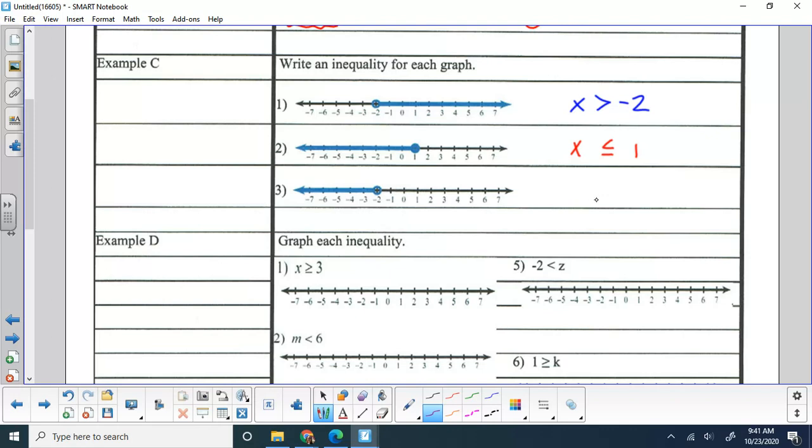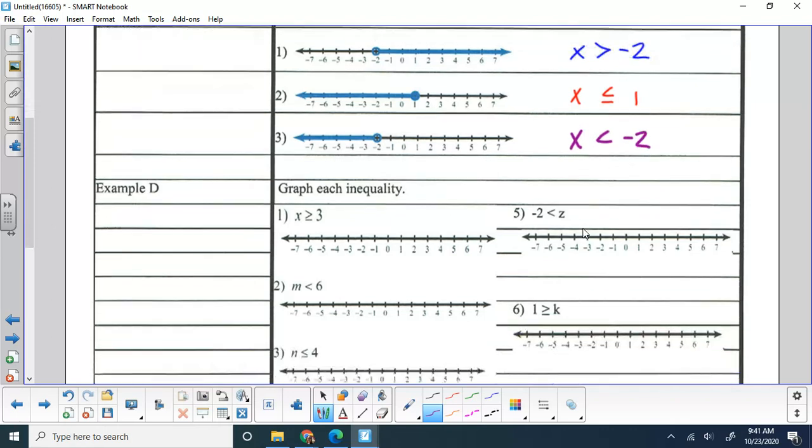All right, pause. Give the next one a try, and then we'll check it together. All right. Did you get x is less than -2? I hope so, because that means you're really starting to get this.